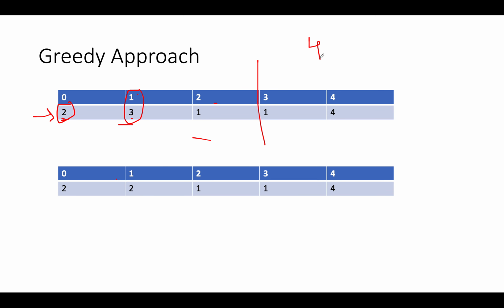So the maximum value becomes 4. 4 is reachable from 1. From 2 the maximum index that we can reach is 3. So the maximum value of 3 and 4 is 4. So the max reachable after the second index is 4. After the second index it is 4, that the fourth index is reachable.